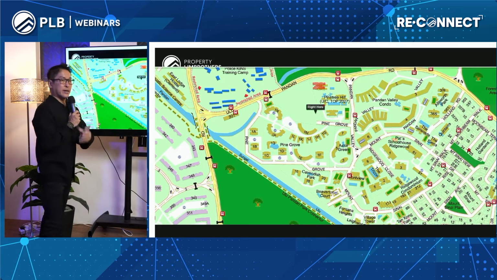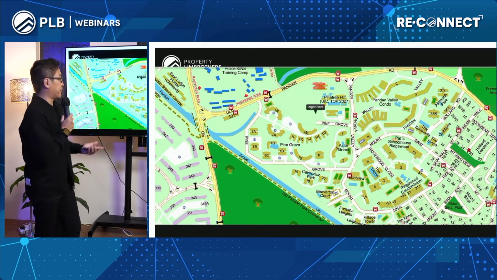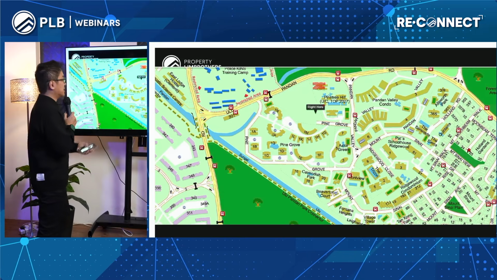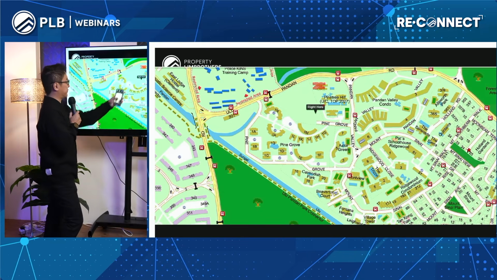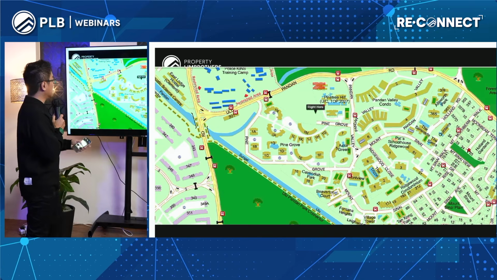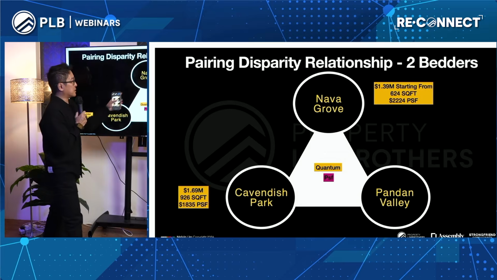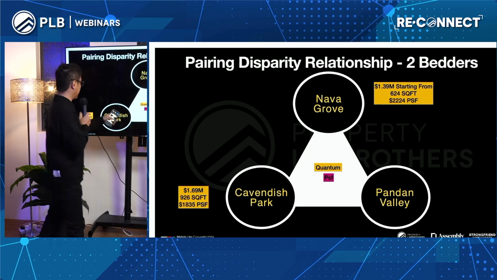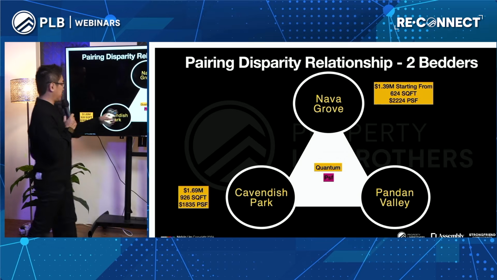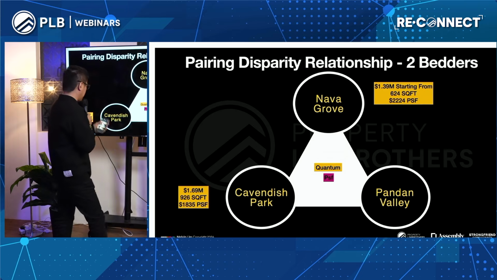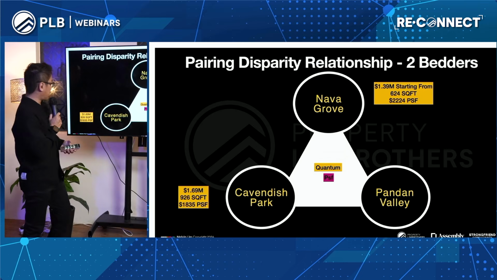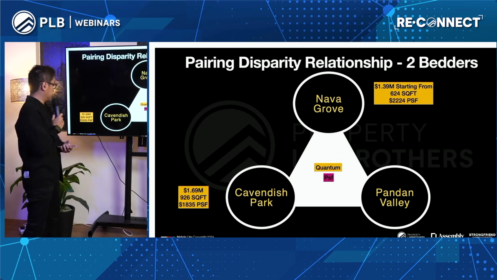All right, another area that we compare in terms of per square feet prices itself is actually over at Pine Tree Hill, all right, Pine Grove, right? There's a number of projects being launched over here, right? Pine Tree Hill Condo, and also at the same time Nama Grove as well. So the two-bedroom comparison itself, if you look at it, in that area, there's also Pandan Valley and also Cavendish Park. In terms of per square feet price itself, it is actually 1,335.